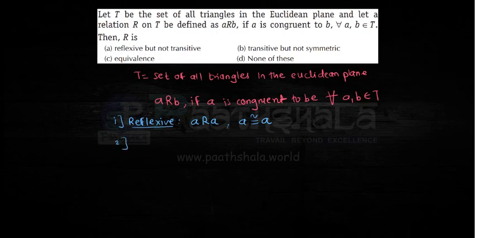If you talk about symmetric relation, in a symmetric relation, if A is related to B, then B must be related to A. It means that if A is congruent to B, then B must be congruent to A. So the meaning is the same. If triangle A is congruent to triangle B, then triangle B must be congruent to A only. So both are the same thing. So the given relation is symmetric as well.